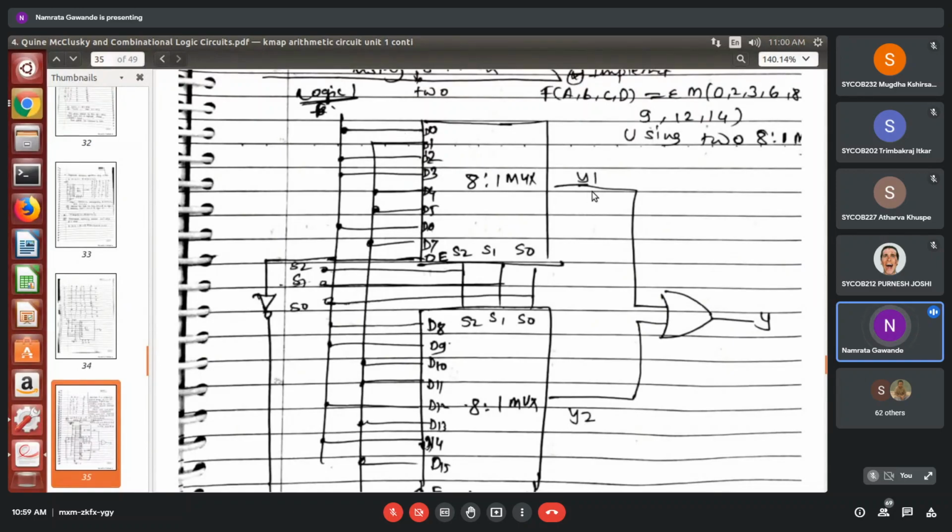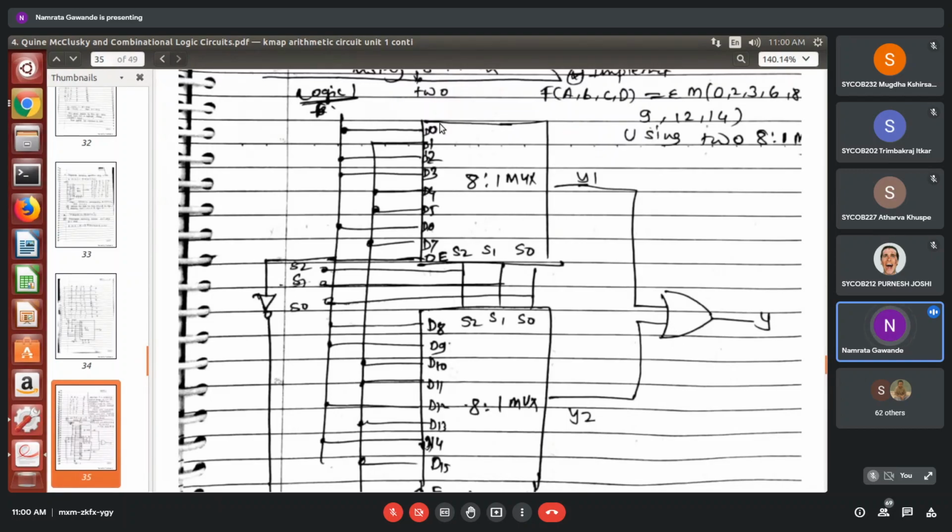Now in that case, if this will be 1, similarly we'll be getting Y2 as 0, because this IC is inactive. We will not get any particular output from Y2, because this is inactive, means 0. So 1 plus 0 is 1. So always we need to use the OR gate here.